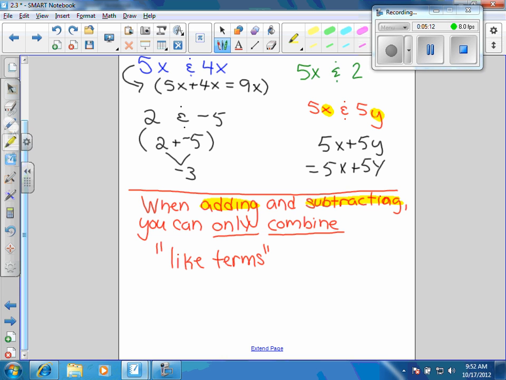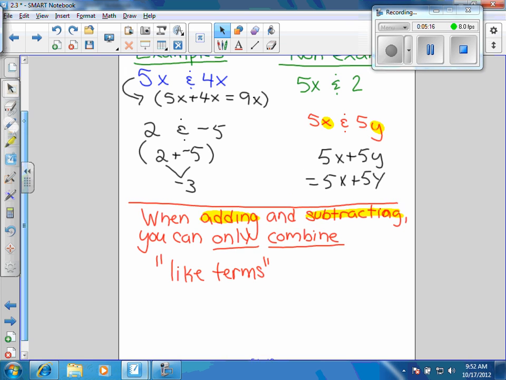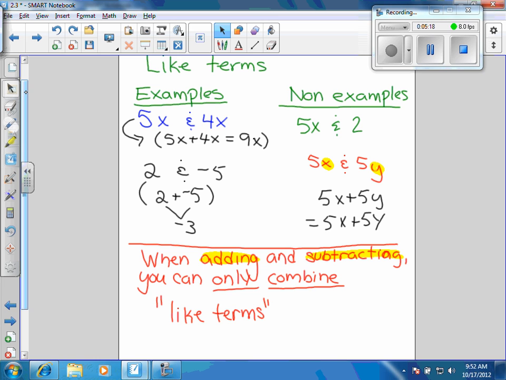Adam. And without variables, a like term? Right, so anything without variables would be a like term. 1 and 3,000, they're like terms. Negative 1/5 and 2/3 are like terms.